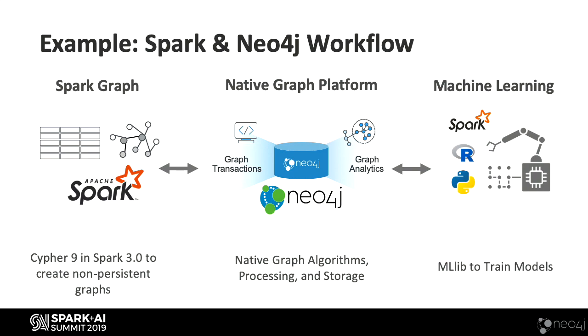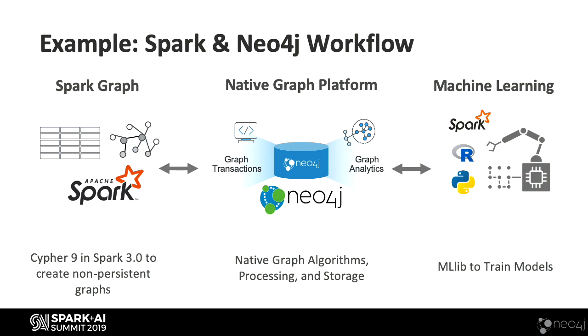Cypher 9 and Spark 3.0 will let you take your data frame and transform that into a property graph where you can start asking, okay, what is the graph structure of my data? What are graph-based queries and what do they look like? And I want to start exploring simple algorithms and seeing what results they give me back.